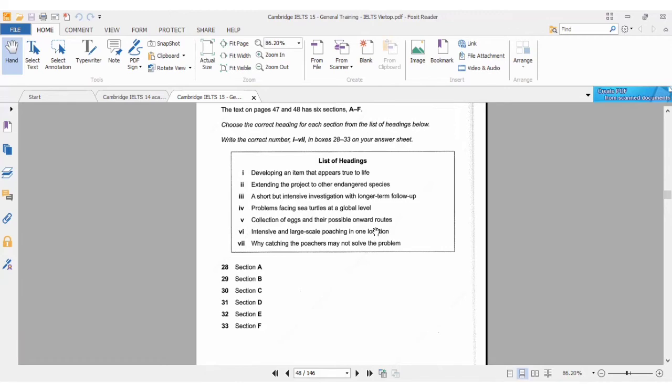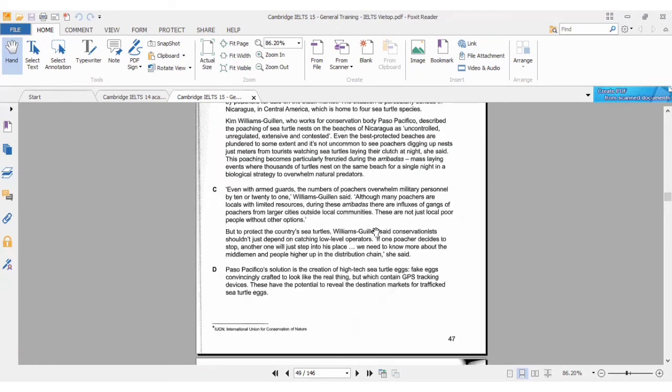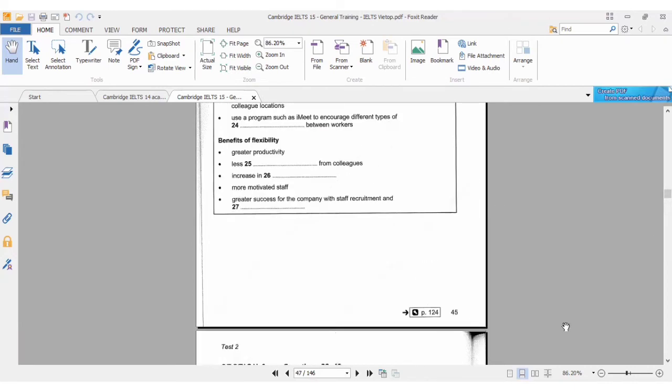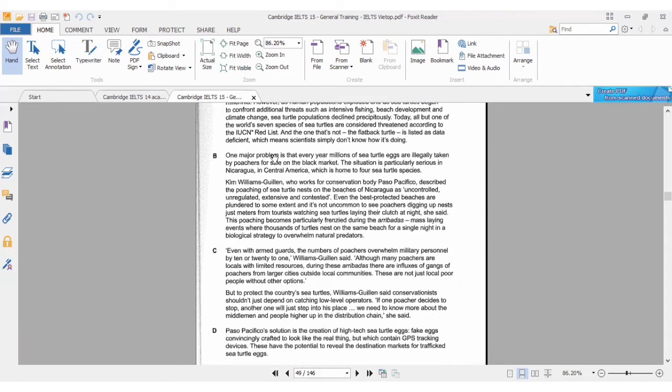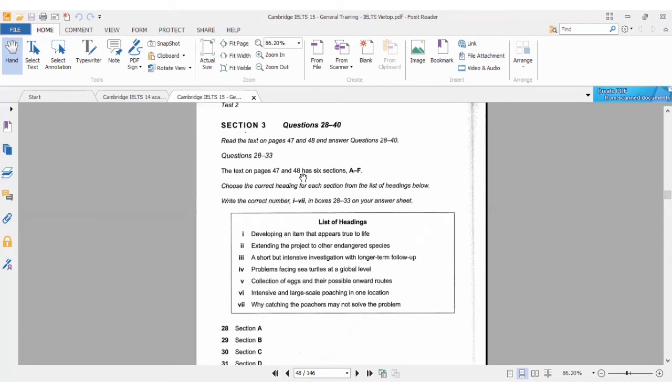Yeah, one location. And yes, we're talking about Nicaragua in Central America. So this is one location. Oh, sorry. I moved it up too much. Okay, so this is one location. This is one place, home to 4, yeah, okay? So we have that part of the heading. It says Nicaragua in Central America. Okay, so we have that part. And then it says intensive and large-scale poaching.